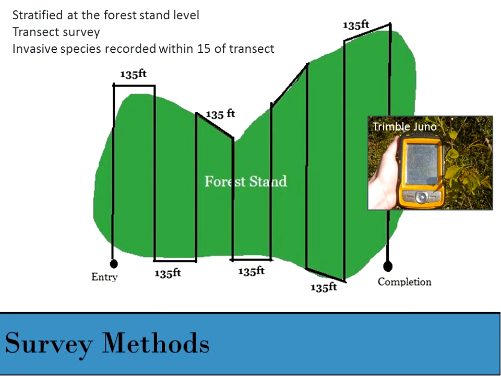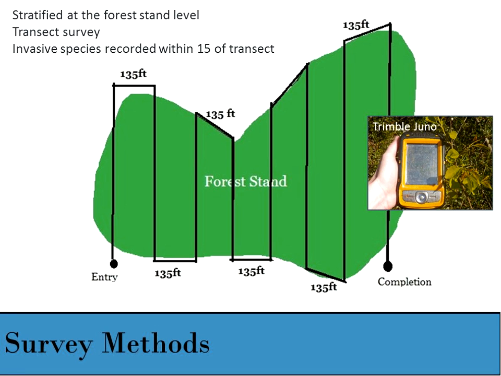So just to give you an idea of the survey, in case you're looking to do an invasive species survey yourself, we stratified by the forest stand level. So each forest stand was treated as its own separate thing, and we did a transect survey. For this one, I did 135-foot transects, starting in the forest stand, running along the forest stand, and then on each side of me, within 15 feet of this transect, I would record whatever invasive species I found.